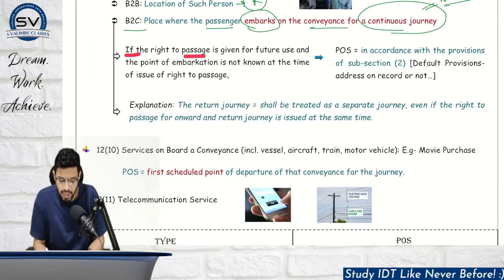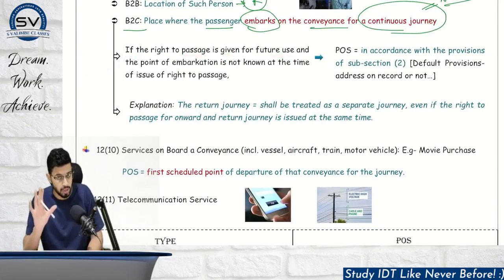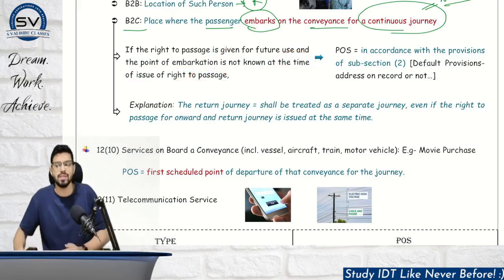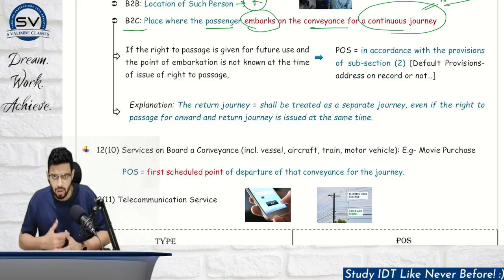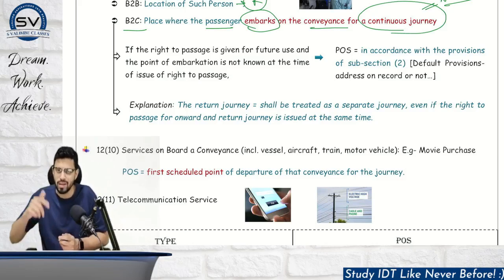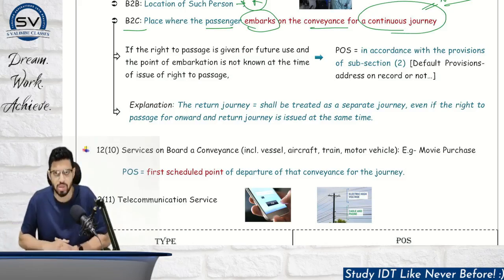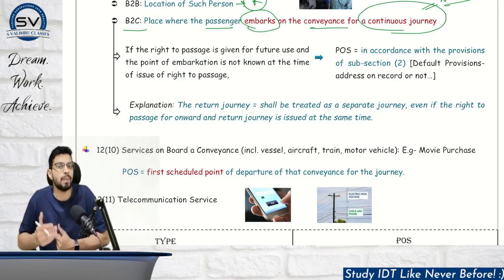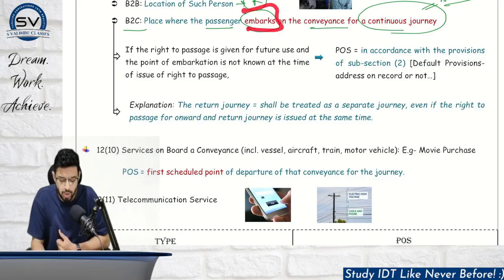If the right to passage is given for future use, which means the person is going to use the ticket later, and the point of embarkation, because that is my place of supply, is not known at the time of issue of right to passage. Let's say Vistara gives me a right to passage, that is, you can board any domestic flight in 12 months. Now, when it gave me this kind of a right to passage, it doesn't know what this point of embarkation is going to be, because I also don't know when I'm going to use that particular ticket in the next 12 months. So in that case, how will the place of supply be determined, because this point is not known?